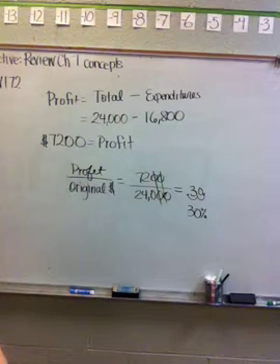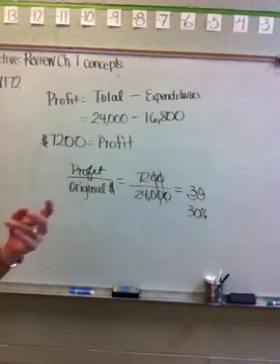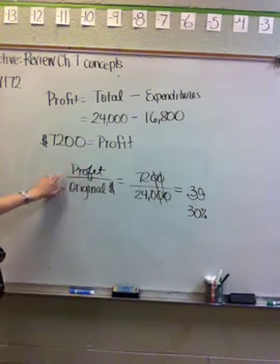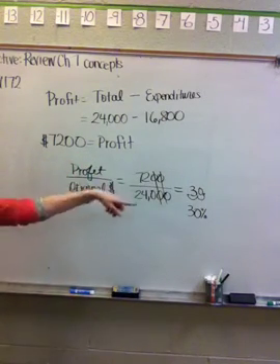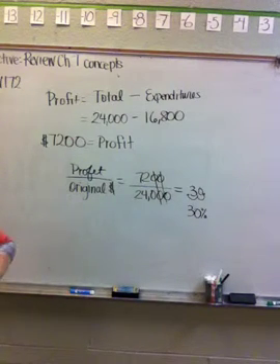Yeah, that's all it is. Really, that's all it is? Because they already give you the profit. So you're just substituting into this: the profit divided by the original to get the percent. Why was that one so easy?